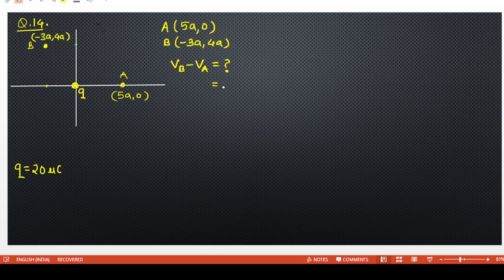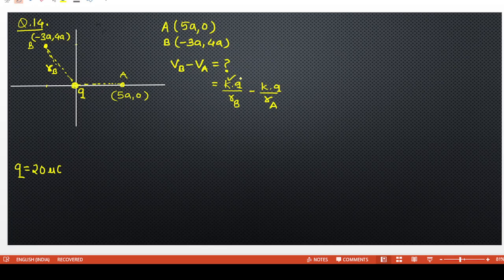So let us find potential at B as kq upon r. Let us call this distance of point B as RB. So potential at point B will be kq by RB. Similarly, what is potential at point A? Our charge is small q, not capital Q. Potential at A is kq upon RA. So the difference is kq upon RB minus kq upon RA.